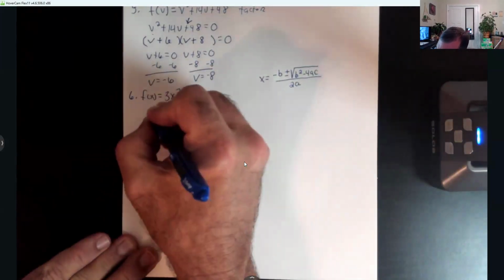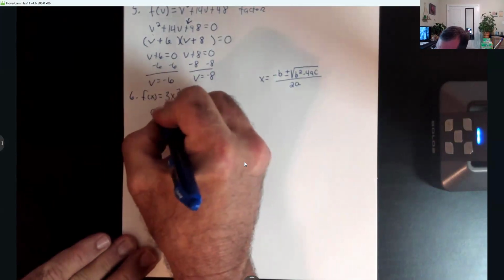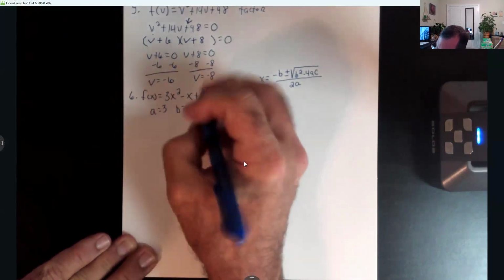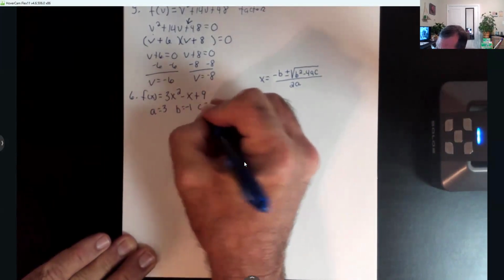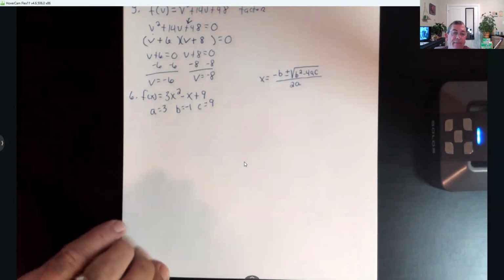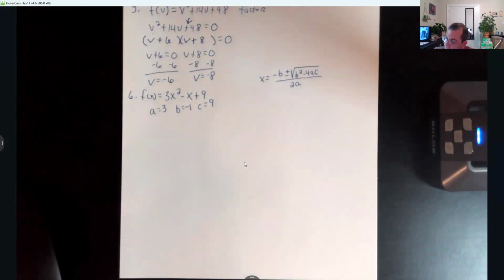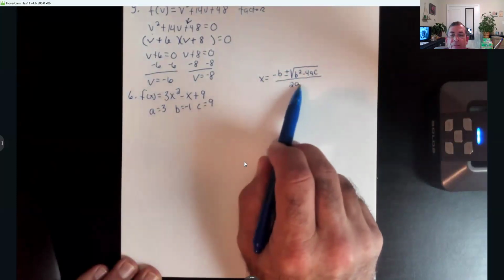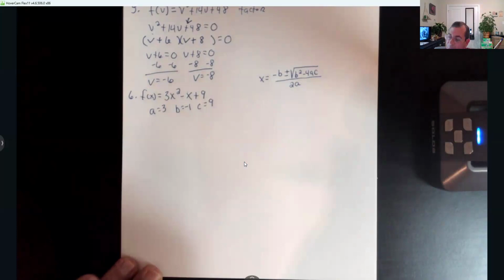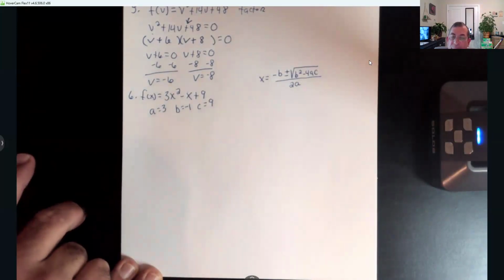So a, b, and c are these numbers. A will be 3, b will be -1, and then c is 9. Also, it's just a matter of plugging these numbers in for the variables over here, and then we just start simplifying this, okay?